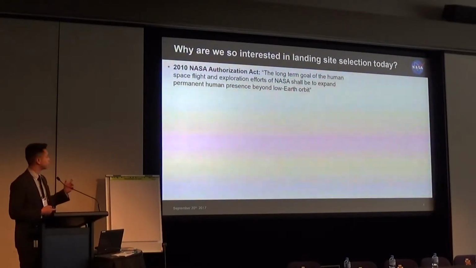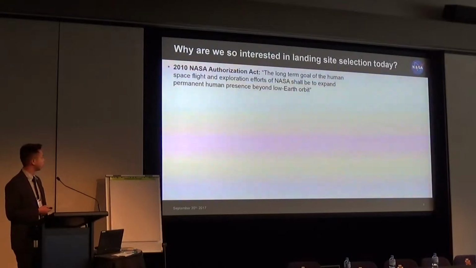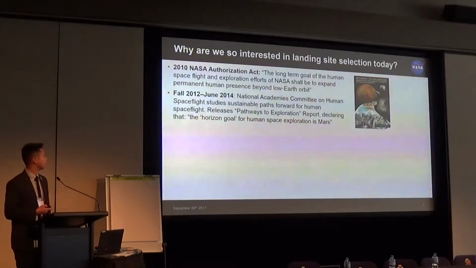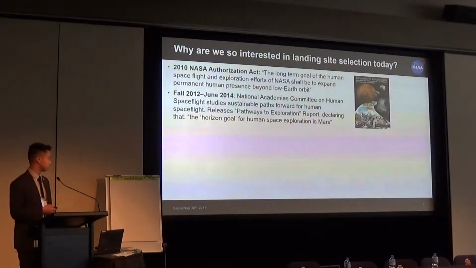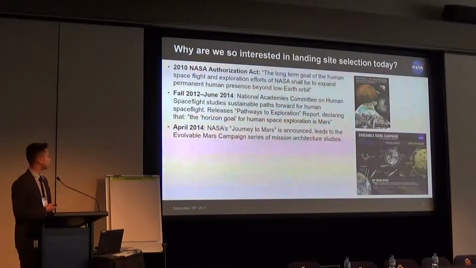This really began in 2010, when it was declared that the long-term goal of human spaceflight for NASA will be to expand human presence beyond low Earth orbit. A few years later, the National Academies came out and said the horizon goal for human space exploration is Mars. That's our long-term goal, and that's consensus among the spacefaring nations of the world. How you get there is a question mark.